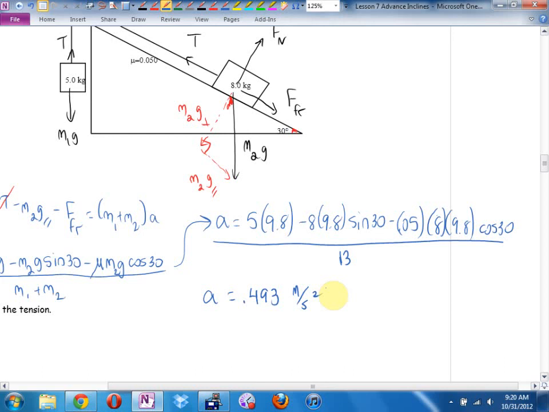Actually, I figured the acceleration would be pretty close to 0 because I don't know if you remember when we crunched m1g and then we did m2g sine. One was 49 and the other one was like 39.2. They're almost the same. I said, you know what? There's not much unbalanced force here, especially with friction in the picture.